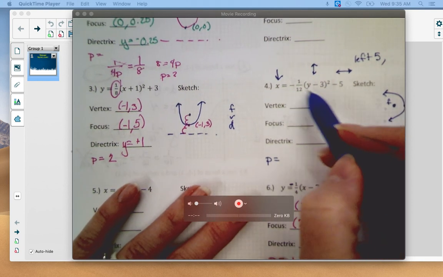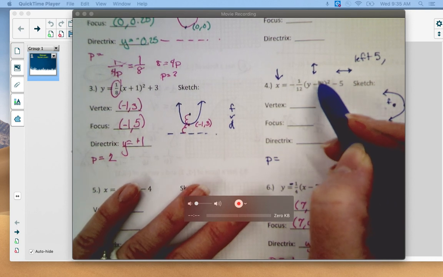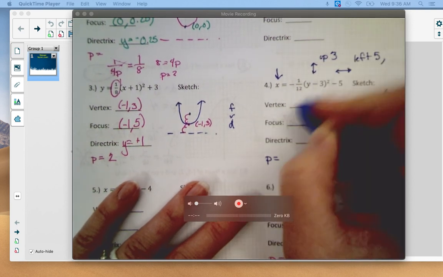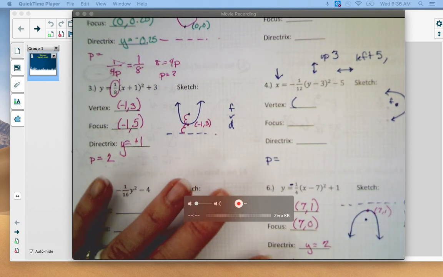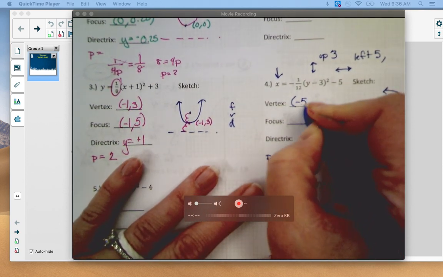And then remember we said this is up and down. It's still opposite the sign. So if it's -3, your gut wants to say down 3, it's actually going to go up 3. So what would your vertex be if it's moving left 5, up 3? -5, 3.